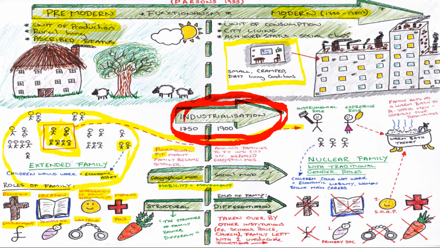Now, when we moved into the city, a few things happened. So we changed from units of production to units of consumption. City living was obviously small scale, hence the theory of functional fit, the small size of the family. And our status became based on achievement. So we achieved our status through social class. And this is what links to my next area.